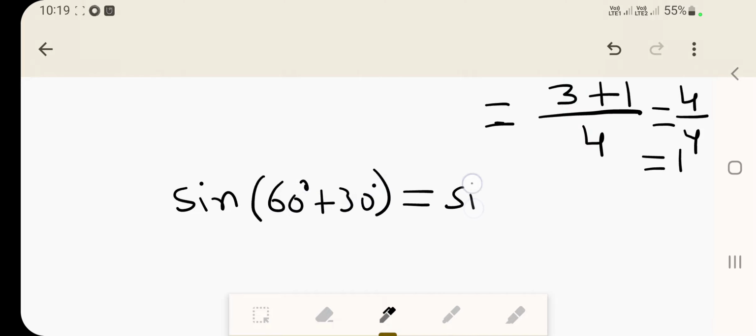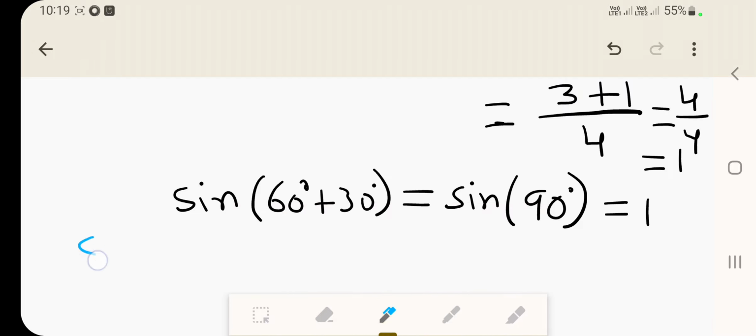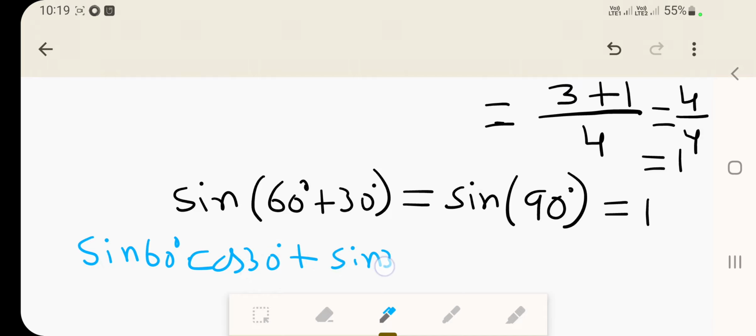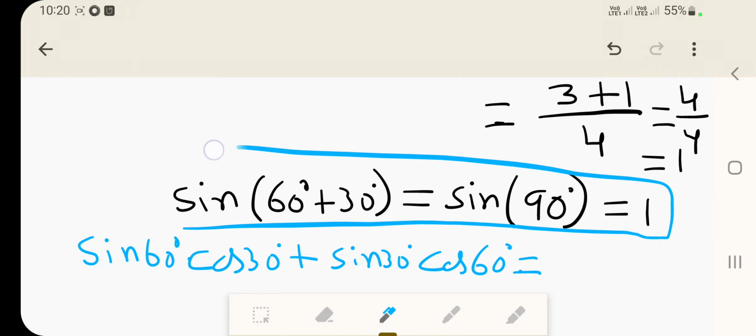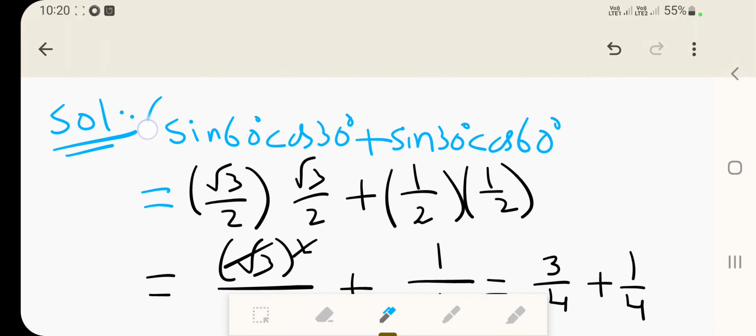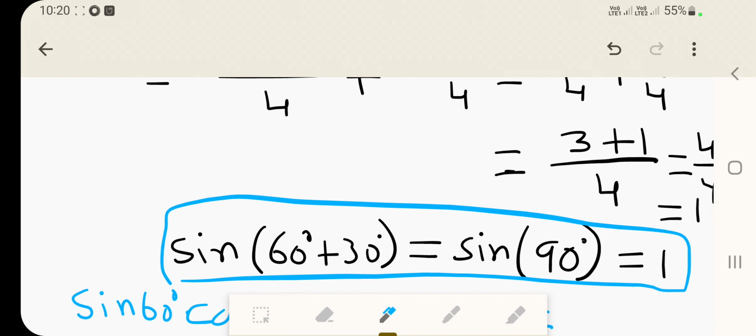We can do it directly: sin 60 plus 30 is nothing but sin 90. And what is the value of sin 90? Just guess. Pause the video, think, then play. Sin 90 is 1. So what we can conclude from these two is sin 60 into cos 30 plus sin 30 into cos 60, we got as 1. And sin 60 plus 30, sin 90, also we got 1.